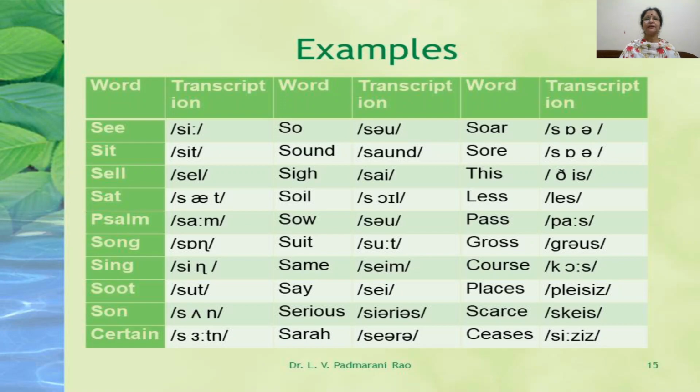S-A-R-A-H, Sarah. The first one is a diphthong. S-O-A-R, soar. S-O-R-E, sore. T-H-I-S, this. Never pronounce this with a z or with an her sound. Never allow the her sound to come over there. It is this.